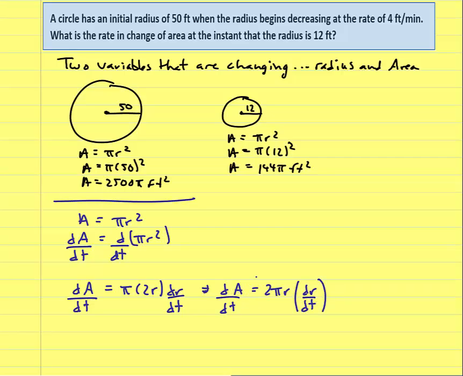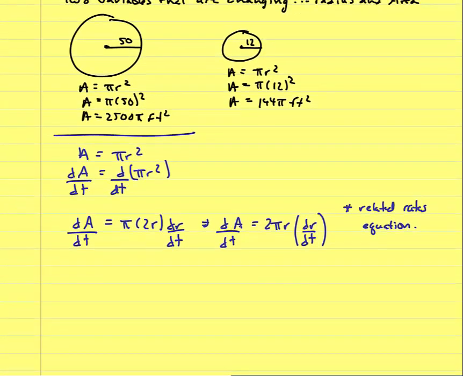Now this isn't my answer, but this is something very important. This is our related rates equation. It shows me how one variable changes with respect to the other. So as area changes, radius changes, or as radius changes, area changes, vice versa. And I'm talking about the rates as well, because we have dA dt: as the area changes, so does the radius.